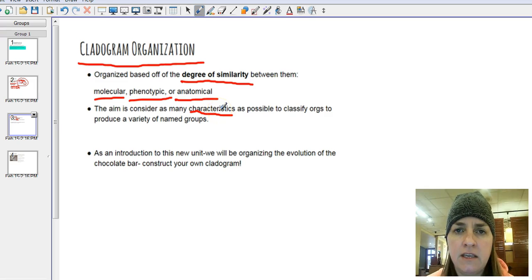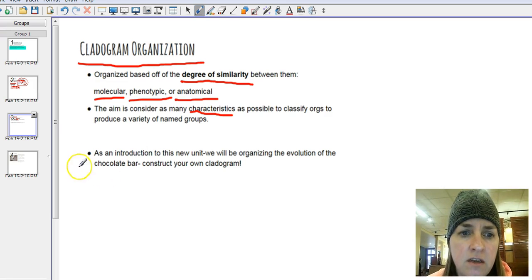Today you will start a chocolate bar candy lab, and you will be organizing candy bars based on their degree of relatedness. You'll classify the candy bars into different groupings. You know how some candy bars are made of milk chocolate or dark chocolate. Some have a nougat center. Some have nuts, some don't have nuts. Some have coconut, some don't.